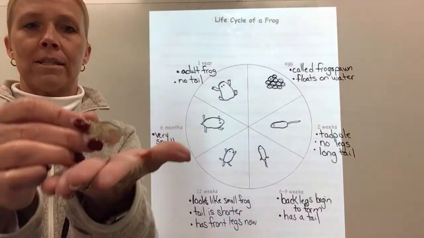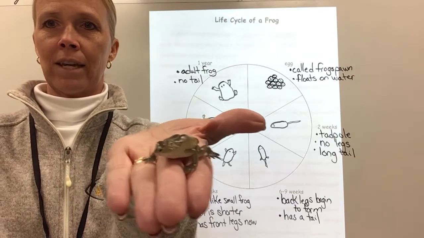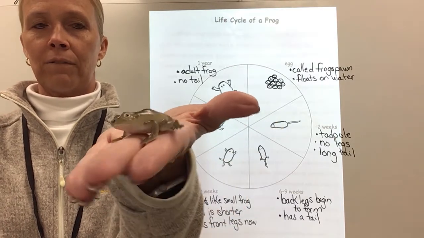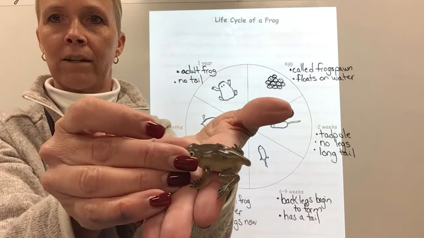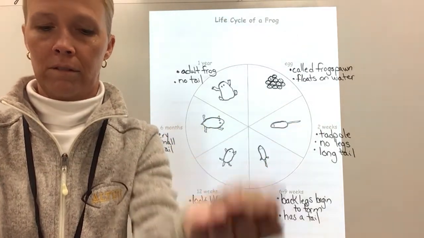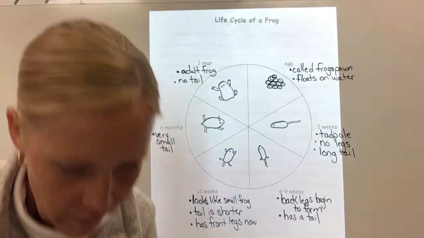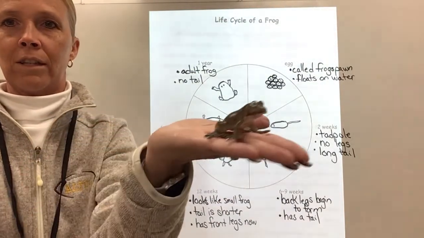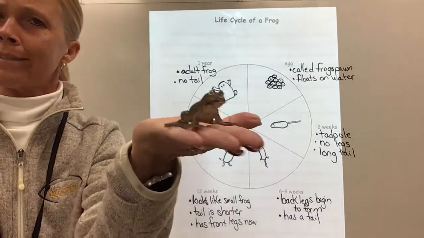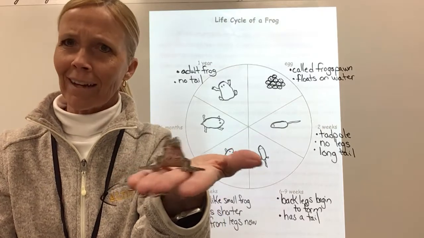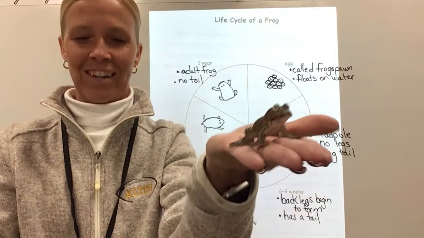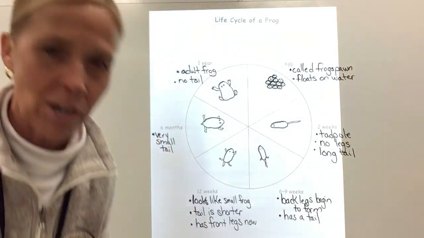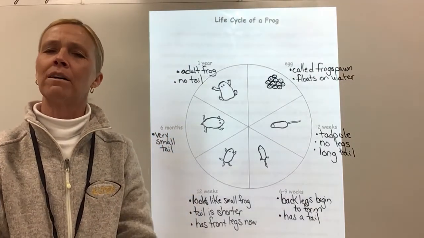Six months. This one really kind of looks like a frog, but see, it still has a little bit of a tail back there, just a small tail. And then, of course, 1 year, the adult frog. See, don't my drawings look just like that, don't they? I know. All right. So there we have it. Life cycle of a frog.